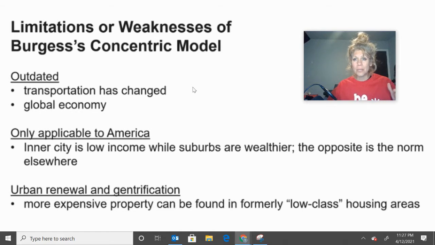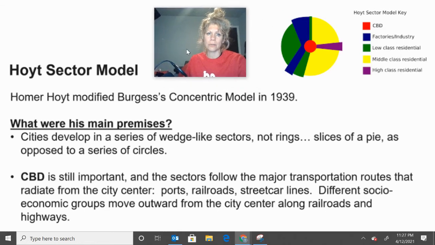This is a new thing, a more recent thing that's happening, and you're not going to see that in a model like the concentric zone. All right, those are our weaknesses or limitations in the concentric model. Now let's look at the Hoyt sector model.